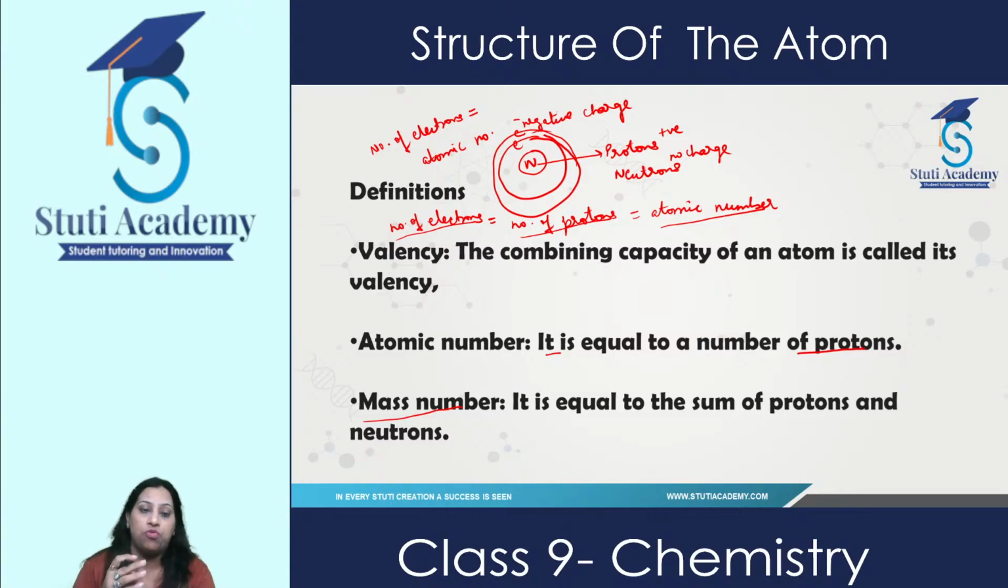It is present in the nucleus, and that nucleus is a combination of protons and neutrons. In the nucleus, protons and neutrons are present. So it means the entire mass of an atom is present in the center. So mass number is equal to the sum of protons and neutrons. If you add the number of protons and the number of neutrons, it is equivalent to the mass number.